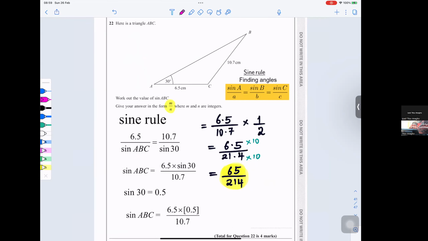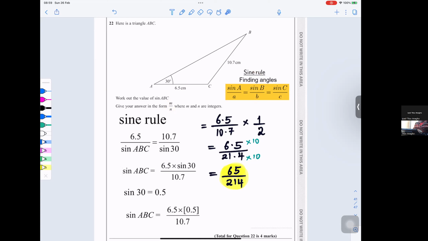Question number 22. Here is a triangle ABC. Work out the value of sine ABC. Give your answer in the form M over N, where M and N are integers. The key here is to use the sine rule. Find the angle.